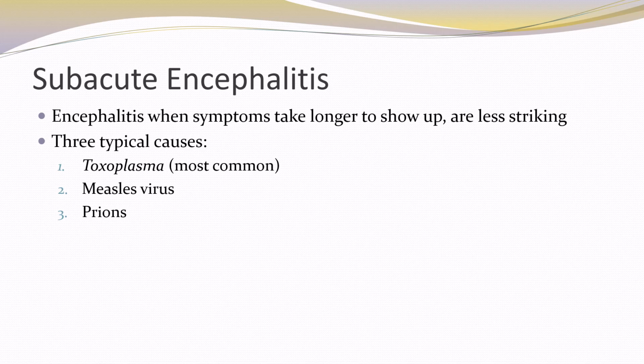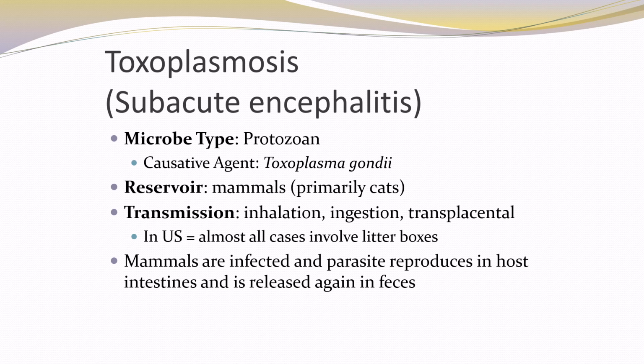So still talking about brain inflammation, but it's not sudden. It takes a while. There are three typical causes of subacute encephalitis, just like we talked about three causes of acute encephalitis. The first subacute encephalitis is toxoplasmosis. This is a microbe type that we haven't seen as much. It is a protozoan. The causative agent is Toxoplasma gondii.